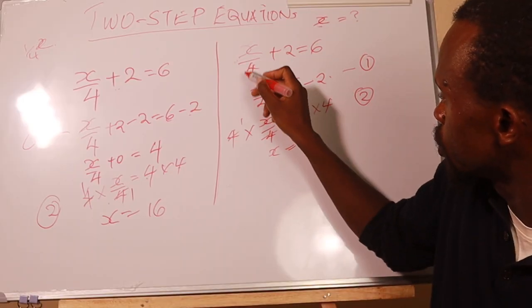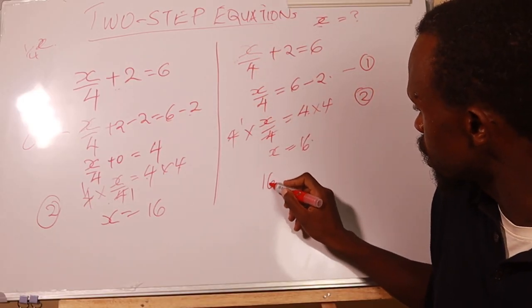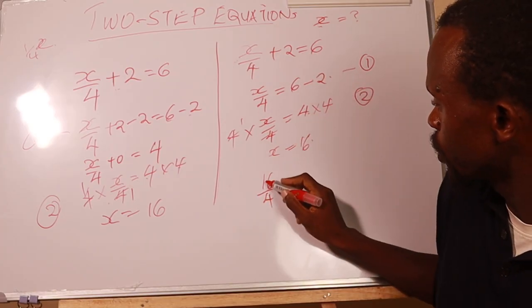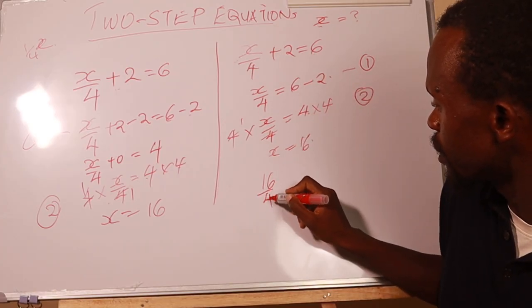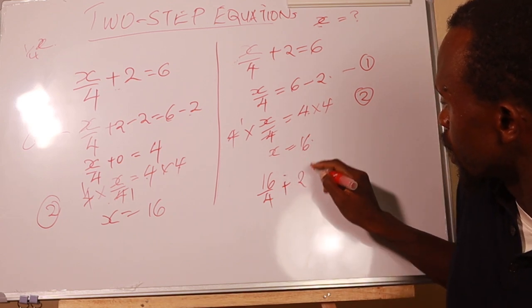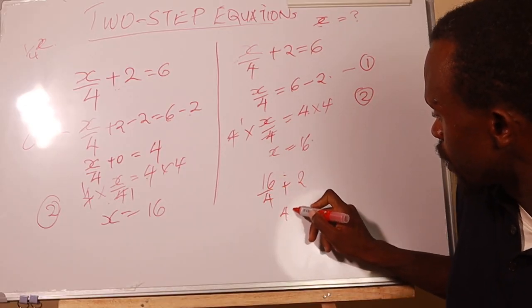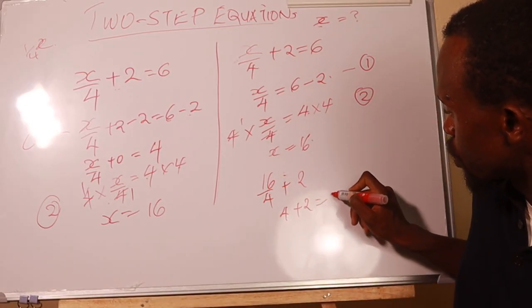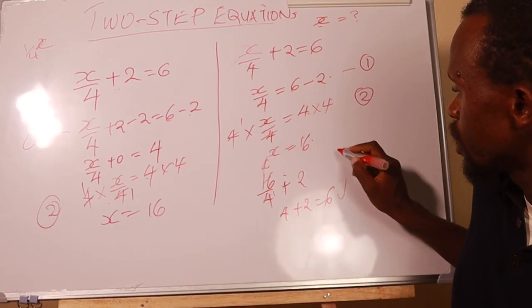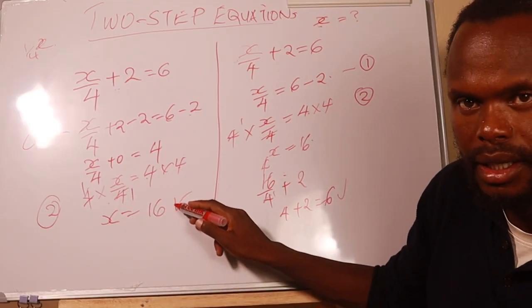So we're going to substitute 16 instead of x, and say 16 over 4, because we need to see whether we're going to get 6. So we put 16 divided by 4, then plus 2, and see whether we get 6. 16 divided by 4 is equal to 4, then plus 2 is equal to 6. So indeed we can confirm that the value of the variable x is 16.